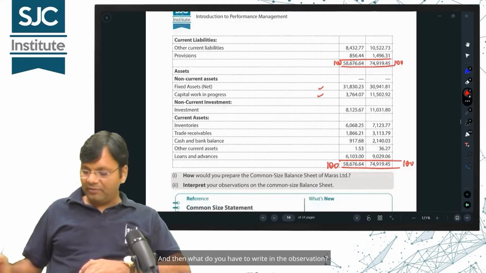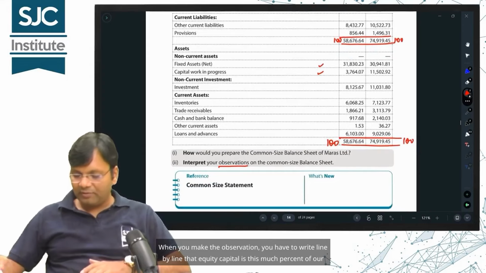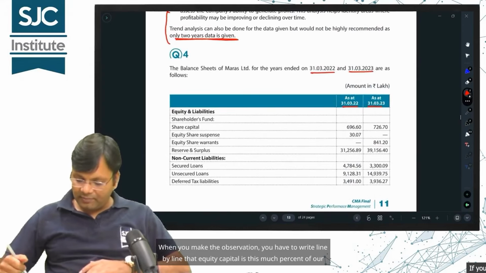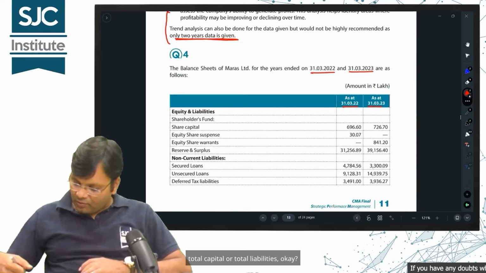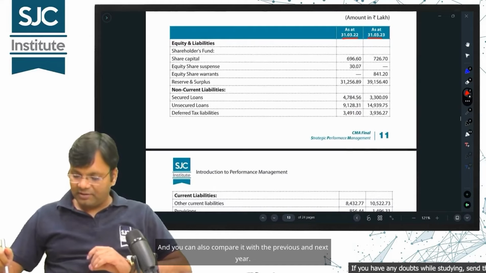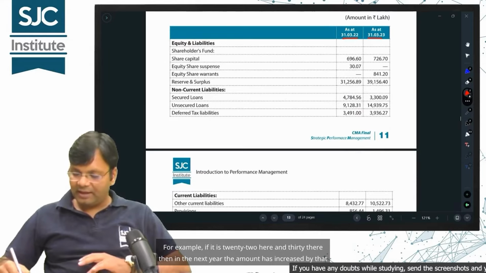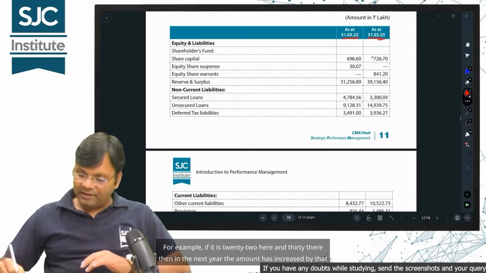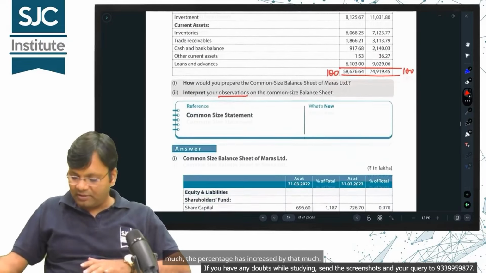And then what do you have to write in the observation? When you make the observation, you have to write line by line that equity capital is this much percent of our total capital or total liabilities, okay? And you can also compare it with the previous and next year. For example, if it is 22 here and 30 there, then in the next year the amount has increased by that much. The percentage has increased by that much.